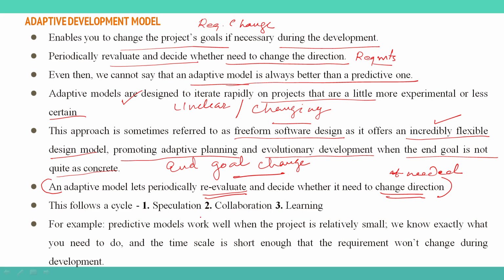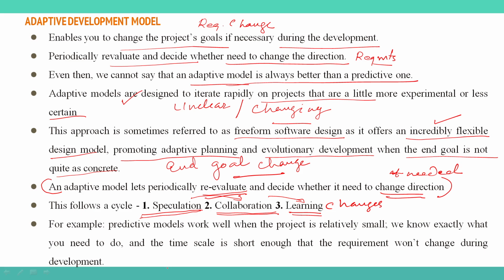It follows a cycle called speculation, meaning okay, it may be like this. Then collaboration: collaborate with the people and learn things. So speculate what can happen. Based on that, you develop or collaborate in your process and learn whether it is possible, whether it is executing in the way that you are specifying. Or if any changes are required, incorporate the changes.